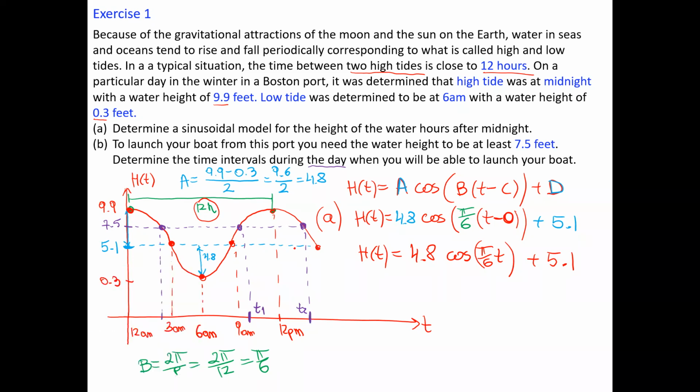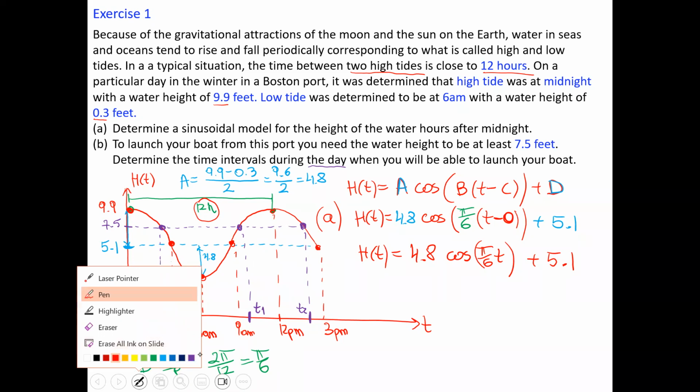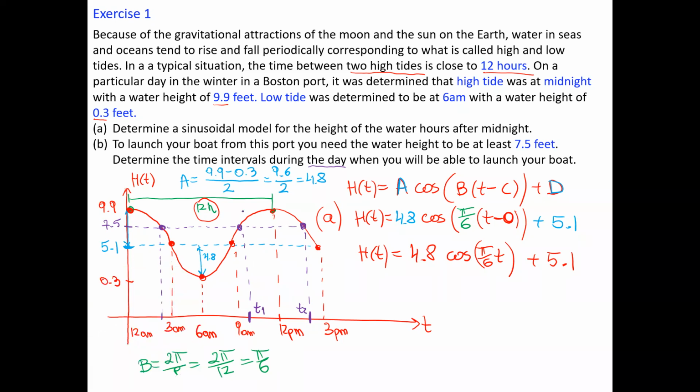And this one will be, of course, another 3 hours, 12 p.m. This will be 3 p.m., or 15 if we use the military time. That means we need only that time interval, because this will be 7.5 or above. Yeah, 7.5 height or above. I mean, this will be the time interval that corresponds.